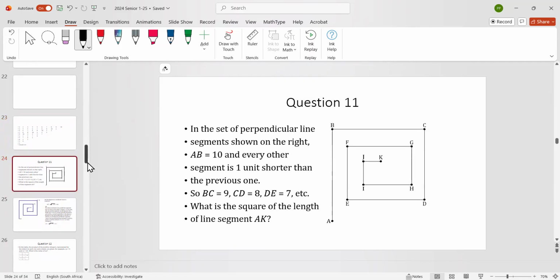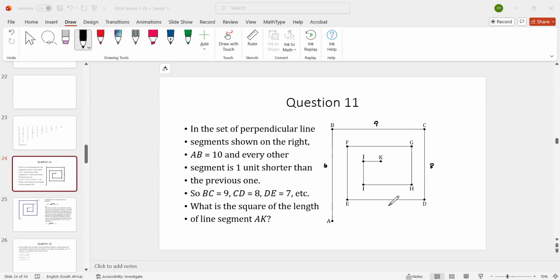So the next question, question 11, says the following. In the set of perpendicular line segments shown on the right, AB is equal to 10. So this is AB. So this is 10 units. And every other segment is 1 unit shorter than the previous one. So this next segment is 9. The next segment is 8. So you're climbing up A, B, C, D, E, F, and so on.